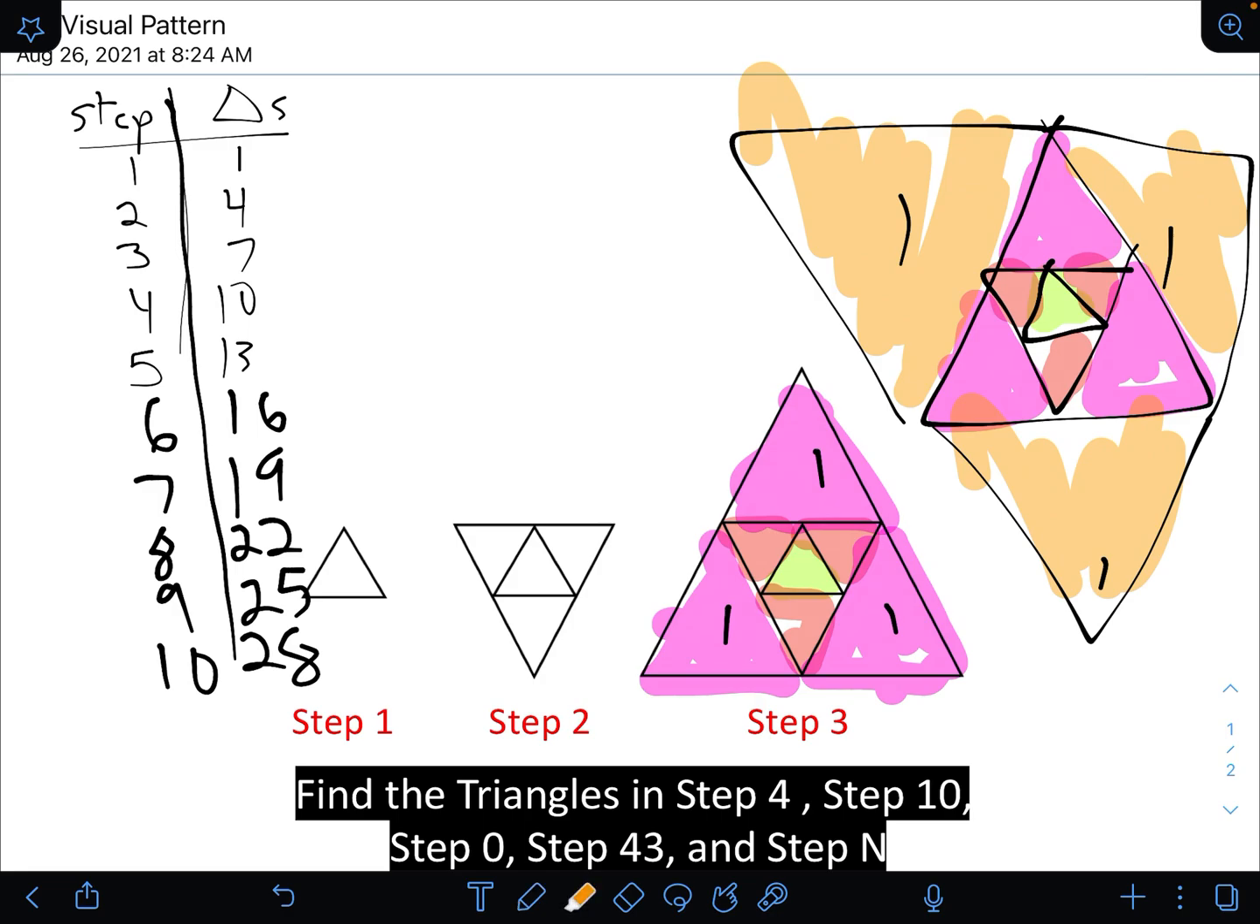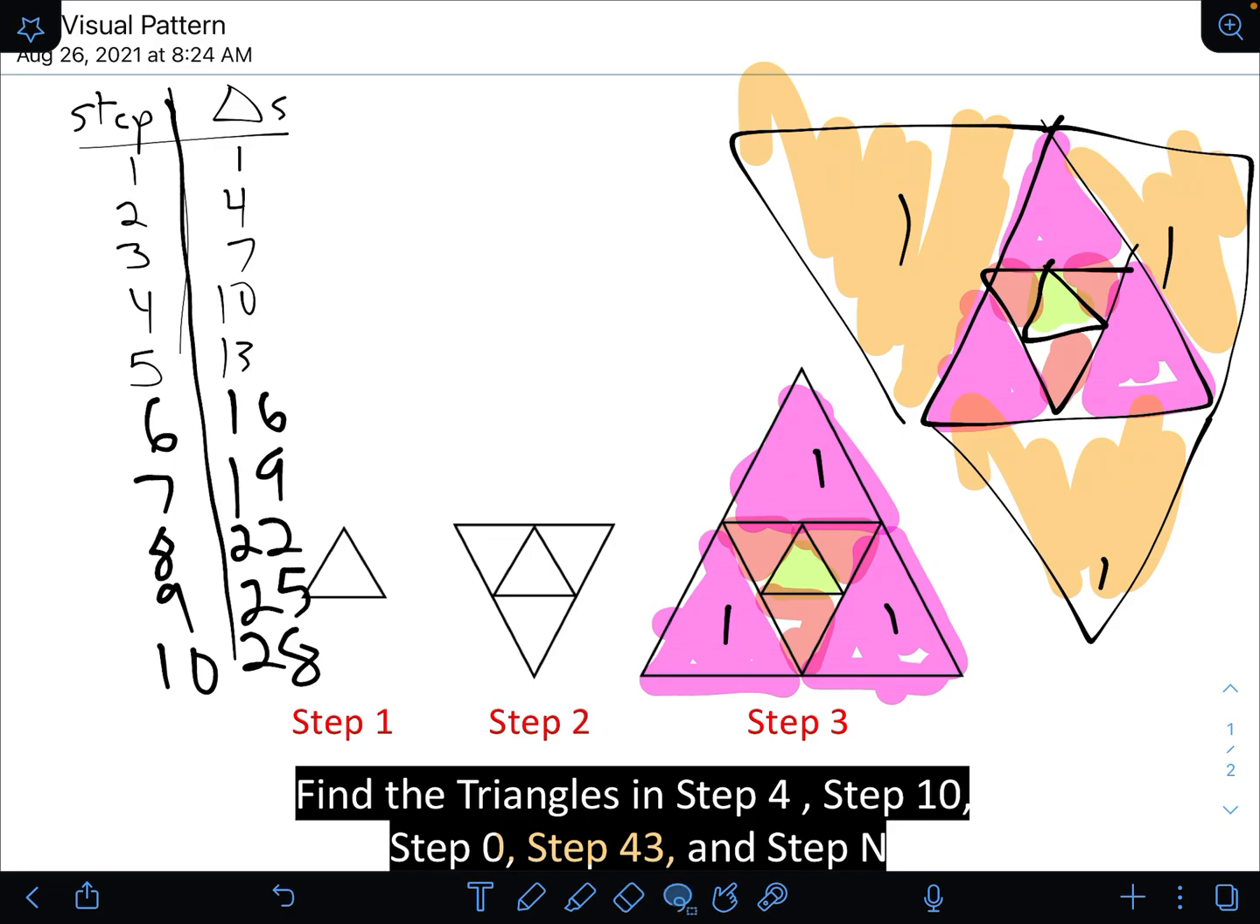Now I want step 43. And oh my gosh, step 43? That's a lot of work. I'm not adding up those threes. Is there an easier way to do this? Well, the answer is yes, there is. So now let's figure out what that is.